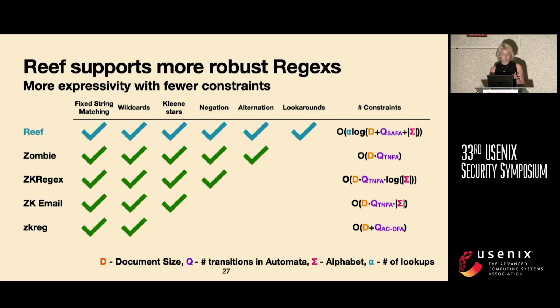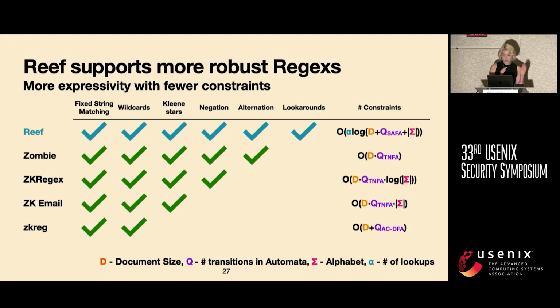So Reef supports more robust regexes with fewer constraints. As of right now, there's about 4 other systems that do something similar to Reef. And not only does Reef support all of the functionality of these previous systems, it also supports lookarounds. The other thing is we do it with fewer constraints. You'll notice that for all of these systems, and particularly the ones closest to Reef, Zombie, ZK-regex, and ZK-email, they all have at minimum size of document times size of automata constraints.